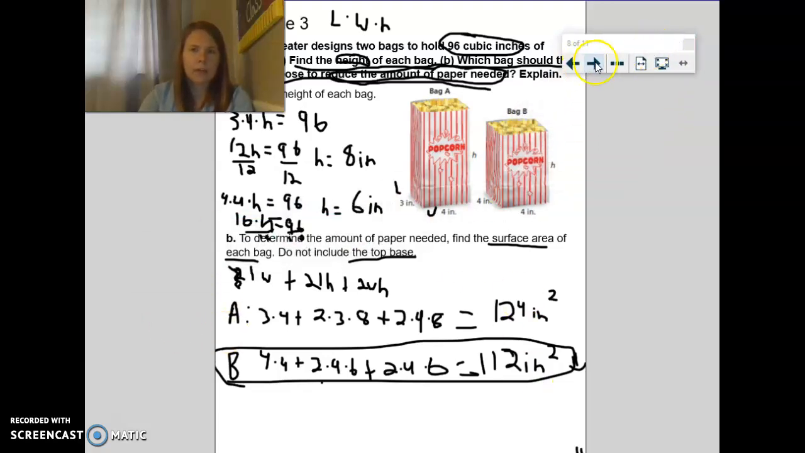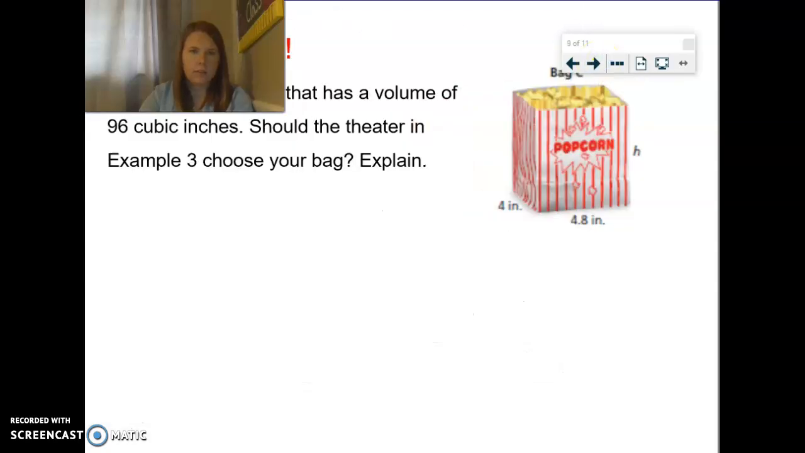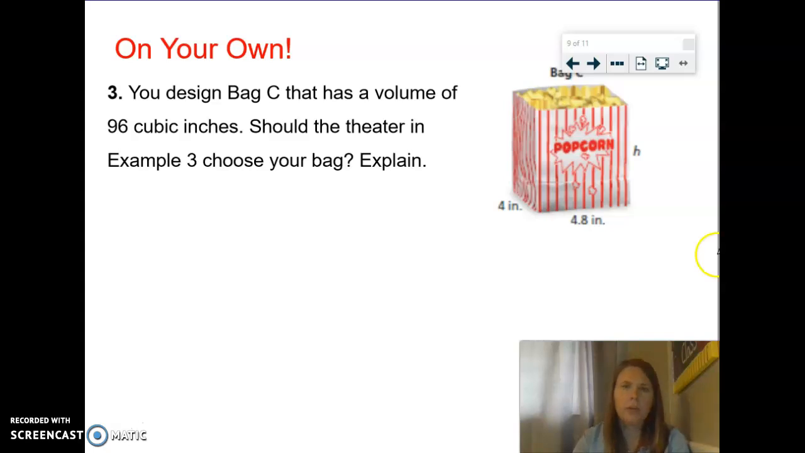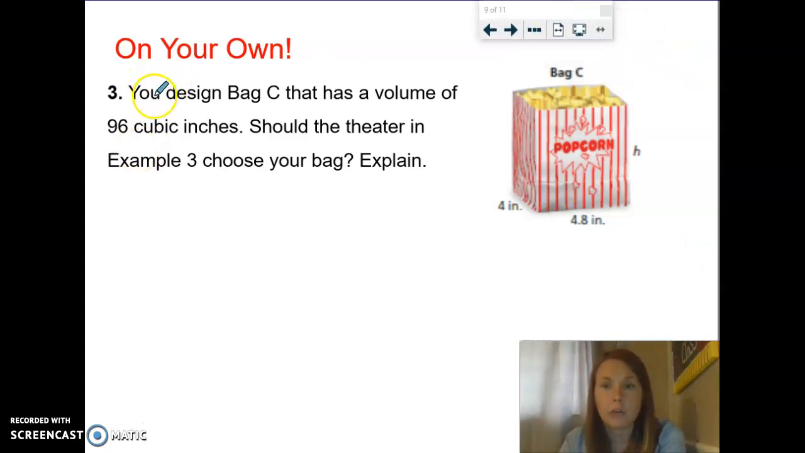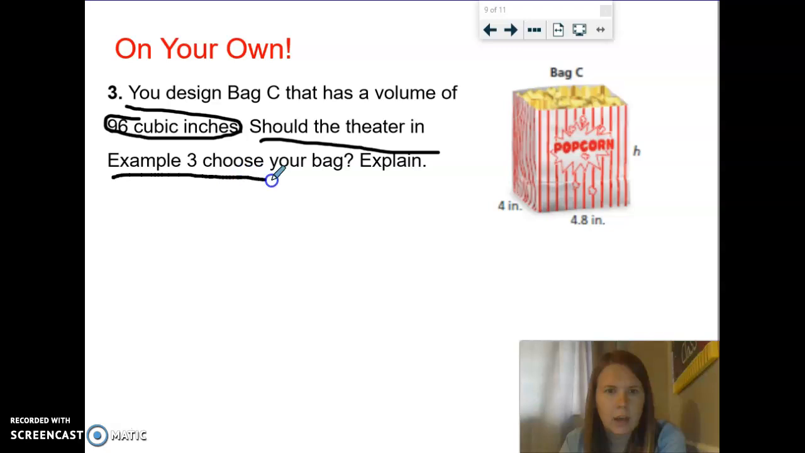Let's keep going then. All right, gotta move myself around. I do want you to do this on your own one, okay? So what if they also designed a bag C, or you designed bag C, that has the same volume, okay? So we're looking at that same volume. Do you think that the theater should still stay with bag B, or do you think they're going to go with bag C now, okay?